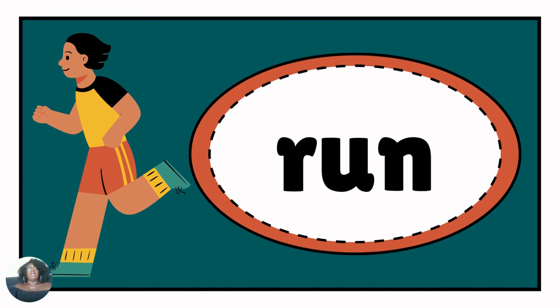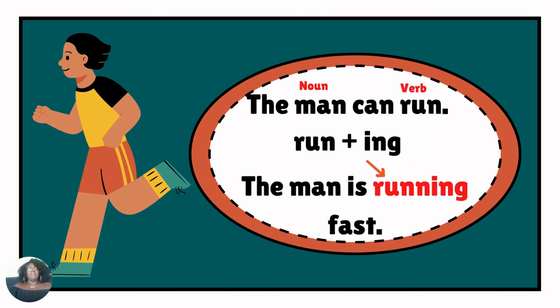Run. Again, pronunciation, run. Next slide. The man can run is our sentence. Man is the noun. Run is the verb. Run plus ing becomes running. Notice the arrow and the red word. The man is running fast.